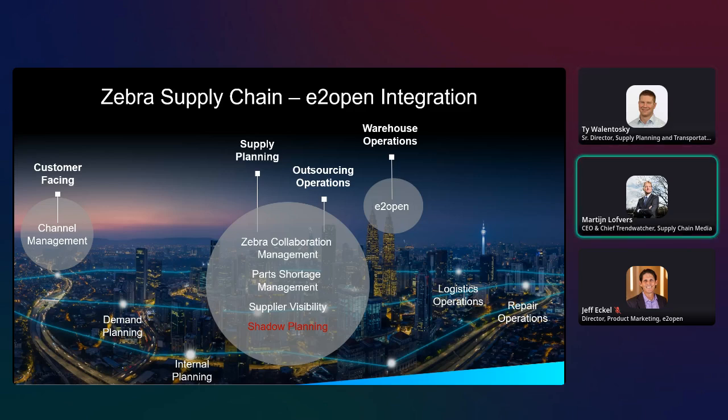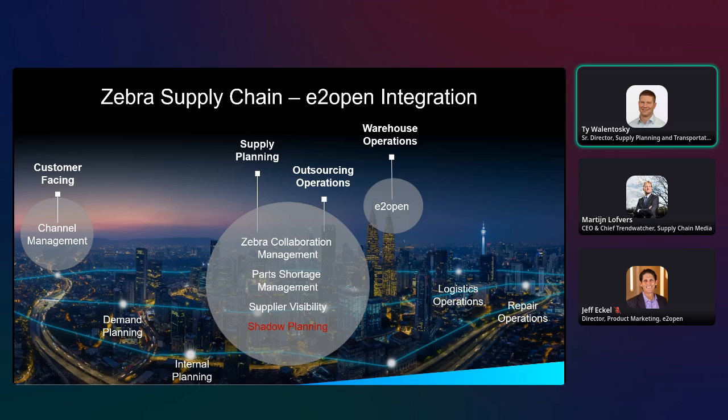Before we go deep into the shadow planning in the next slide, maybe you can expand a bit more about the other applications. You see the channel management on the left-hand side and demand planning, and then moving into your supply planning. So you have e2open for warehouse operations. How do they tie in all this, or not so much? Not so much, but we do utilize the former BlueJ software that e2open acquired in some of our distribution centers and our repair depots.